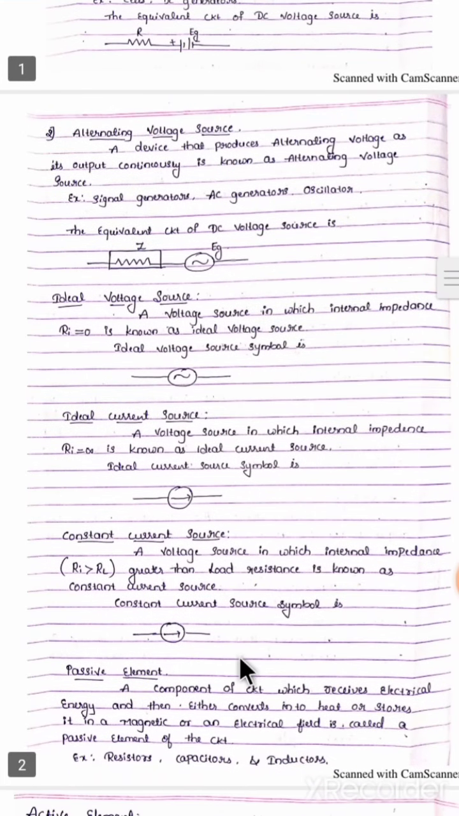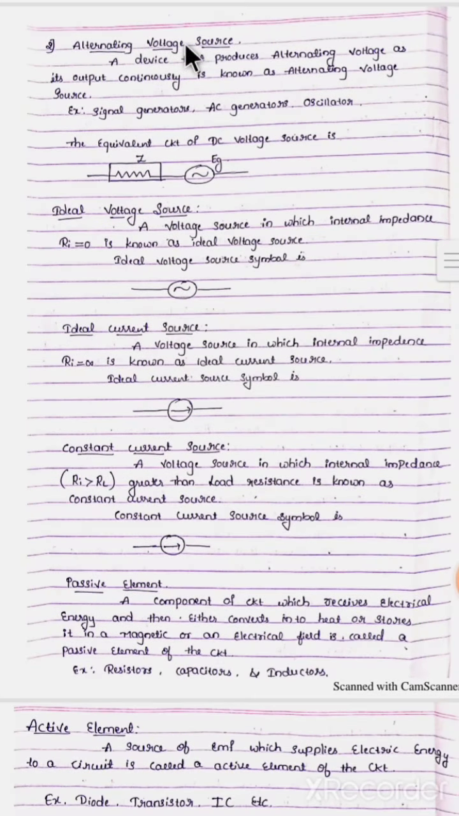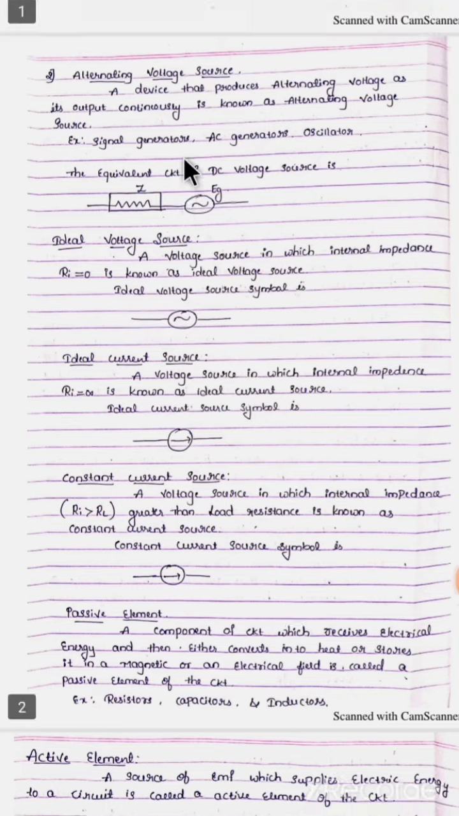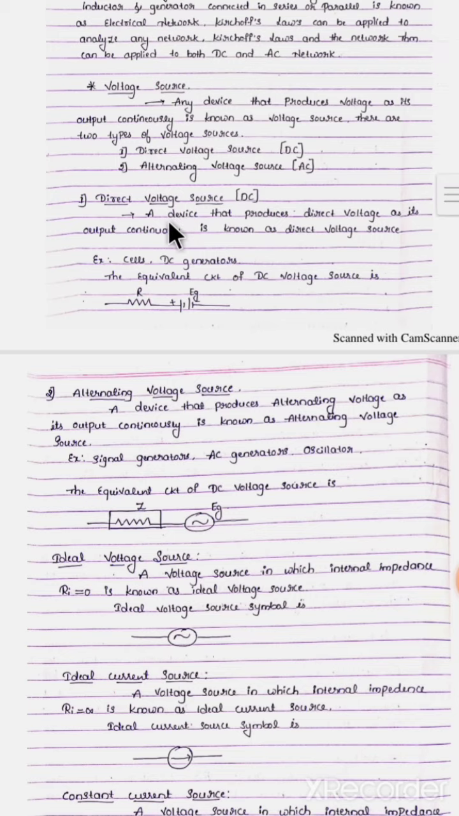So the next one is the alternating voltage source. First one is the direct voltage source, second one is the alternating voltage source. A device that produces alternating voltage as its output continuously is known as an alternating voltage source. In a direct voltage source, the device produces direct voltage as its output continuously; here, it produces alternating voltage. Examples are the signal generator, AC generator and oscillators.